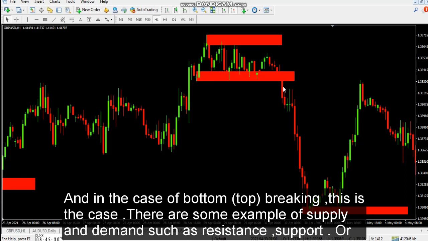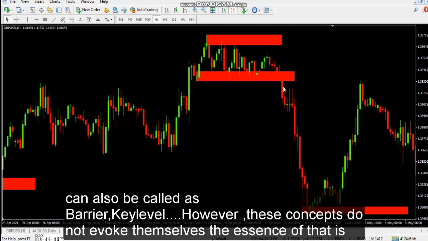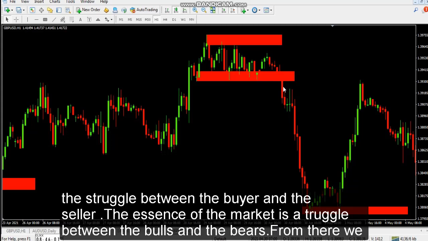There are some examples of supply and demand, such as resistance and support, which can also be called barriers. However, these concepts do not appear by themselves. The cause of that is the struggle between the buyer and the seller. The market is a struggle between the bulls and the bears.